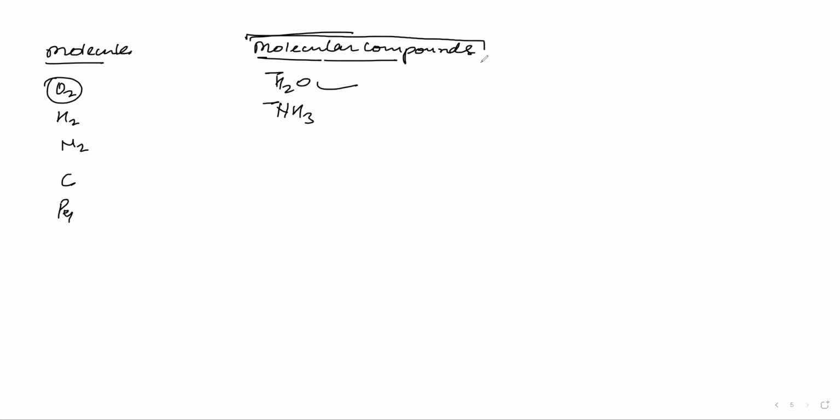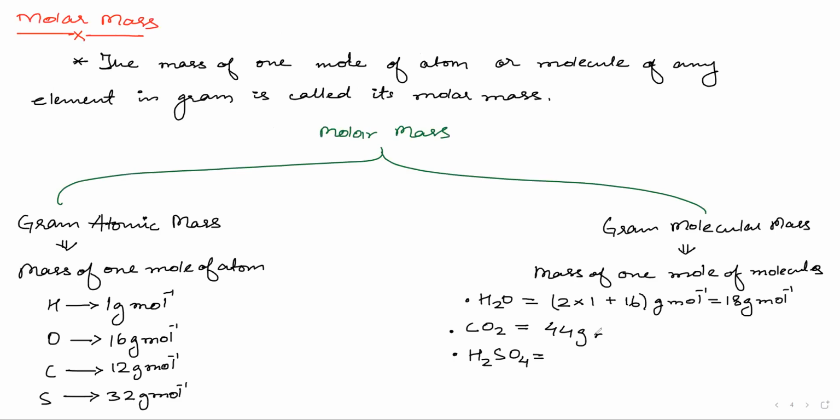Okay, sir. Thank you. We are done with H2SO4 also. So carbon dioxide was 44 grams per mole and H2SO4 was 98 grams per mole.